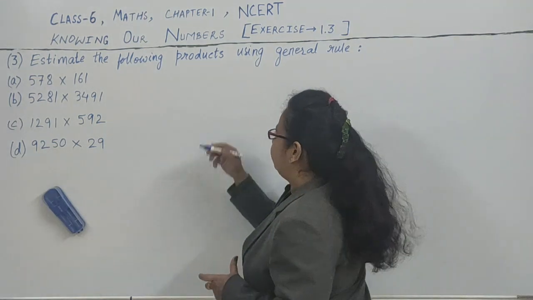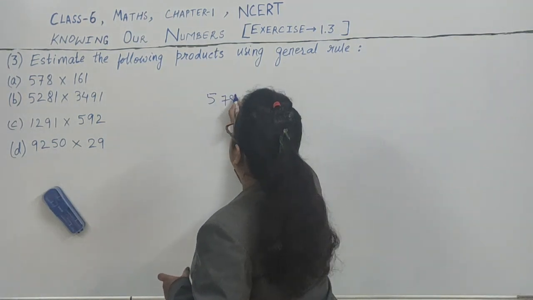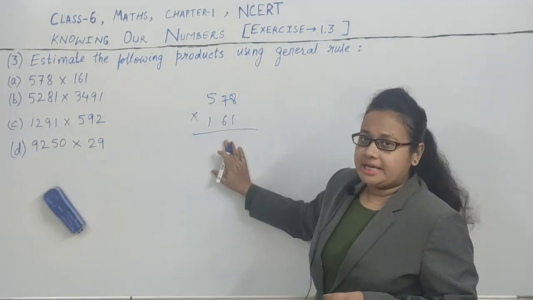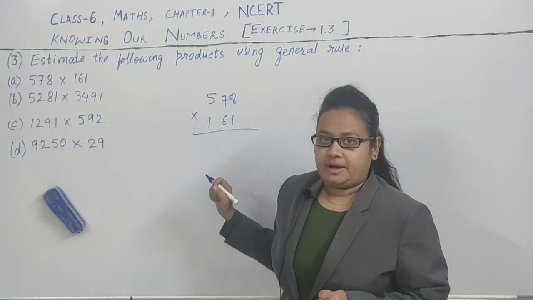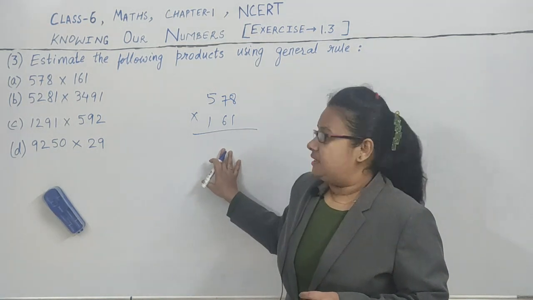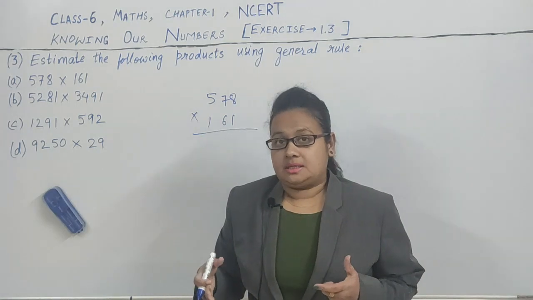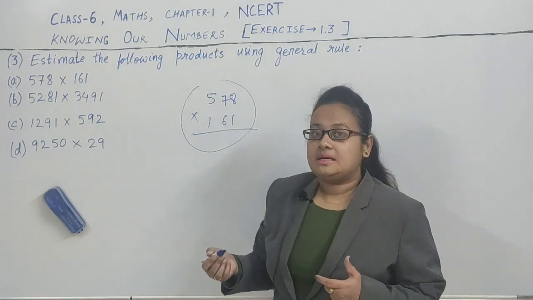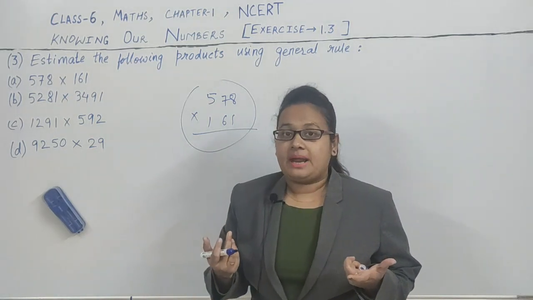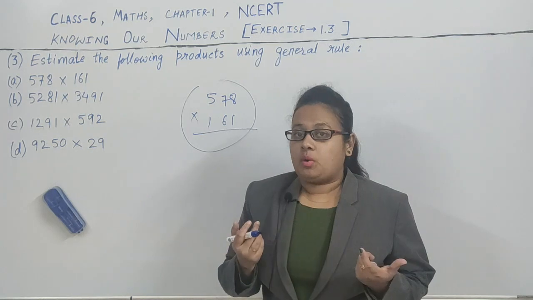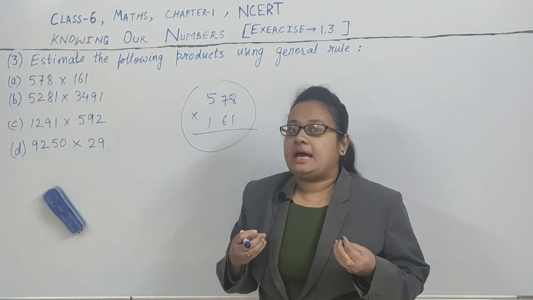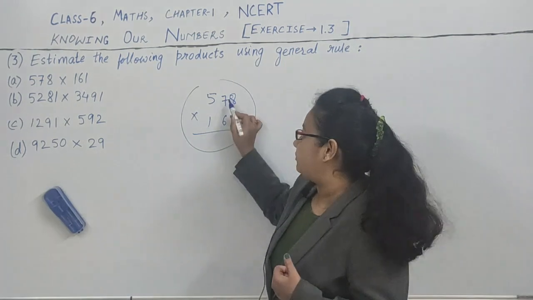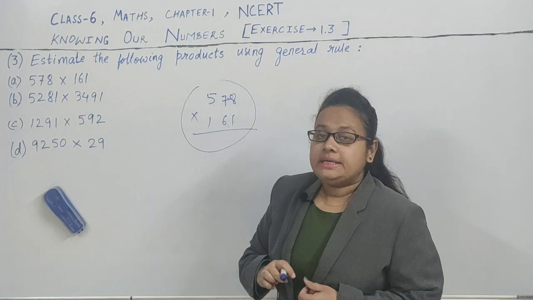If we go to multiply 578 into 161, it will take quite a long time, right? But we don't want to multiply it directly. We want a very quick answer so that we can roughly get an idea of what the result will be if we multiply these two numbers. The actual multiplication we don't want to do. We just want to get an idea of what the product of these two numbers will be.